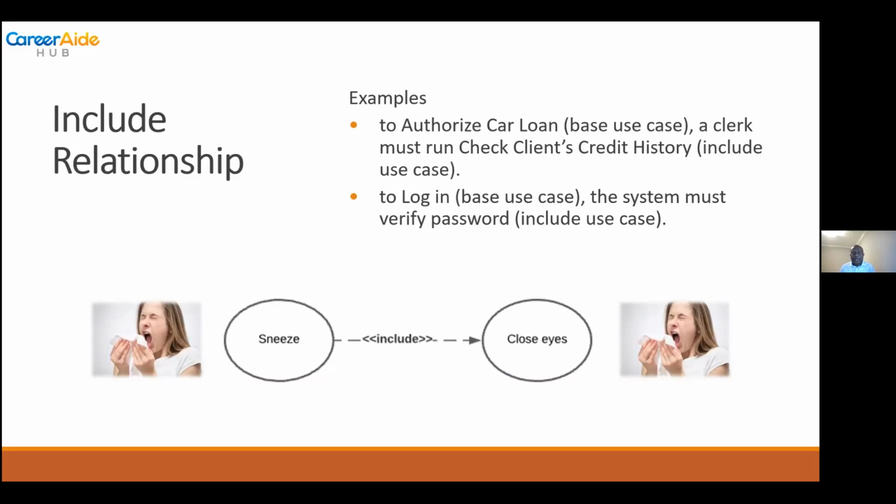It must happen. An example is to authorize a car loan, which is a base use case; a clerk must check the client's credit history. So that becomes an included use case. The other example which I just gave is to log in, which is the base use case; the system must verify your password. So that's just the simple explanation. And if you remember this picture, it just drives it home.